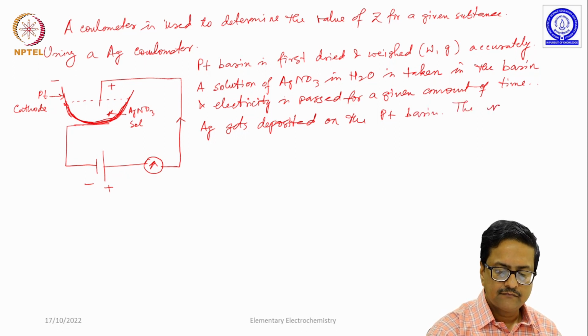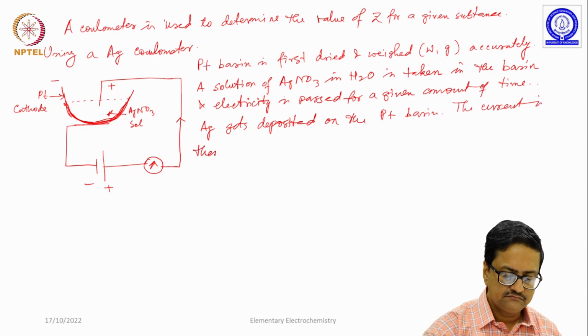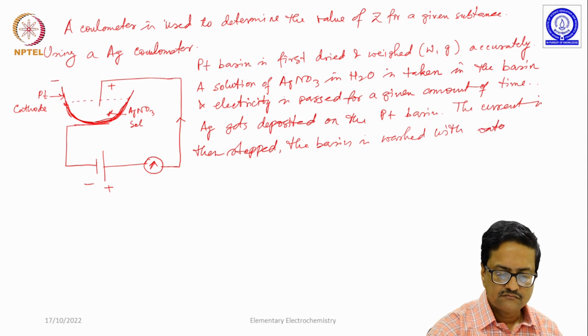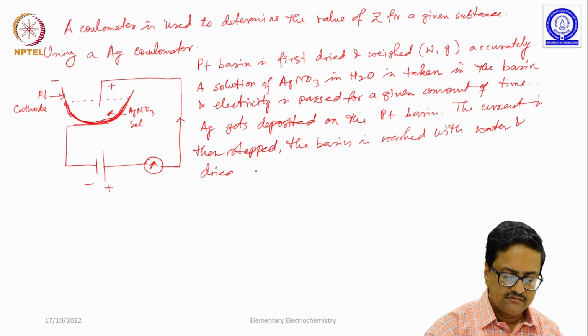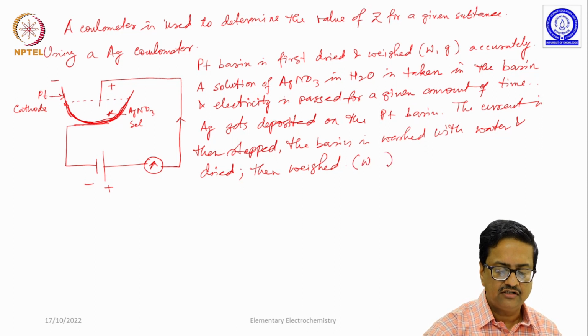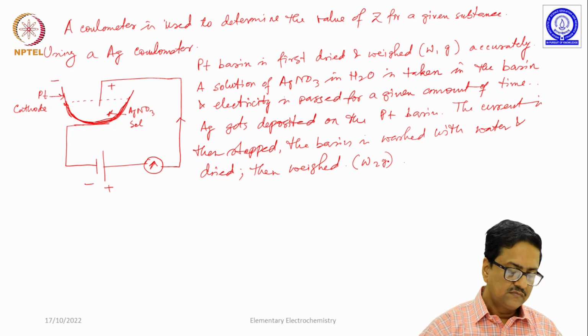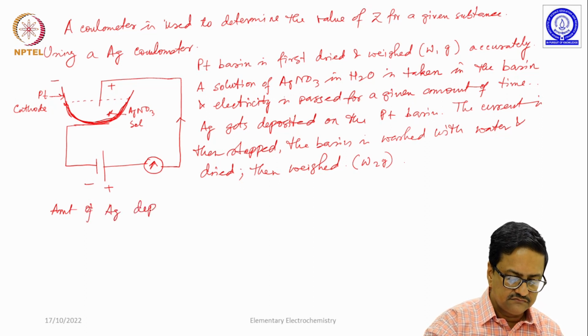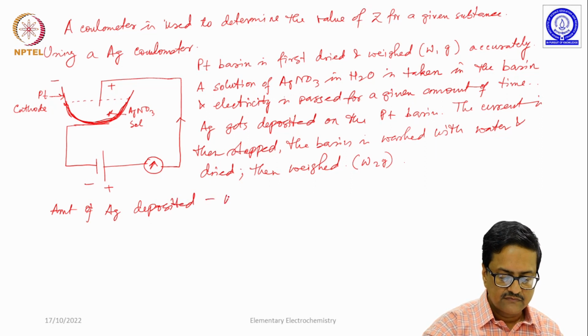The current is then stopped. The basin is washed with water and dried, then weighed. Suppose the final weight turns out to be W2 gram. So, the amount of silver deposited is nothing but W2 minus W1 gram.